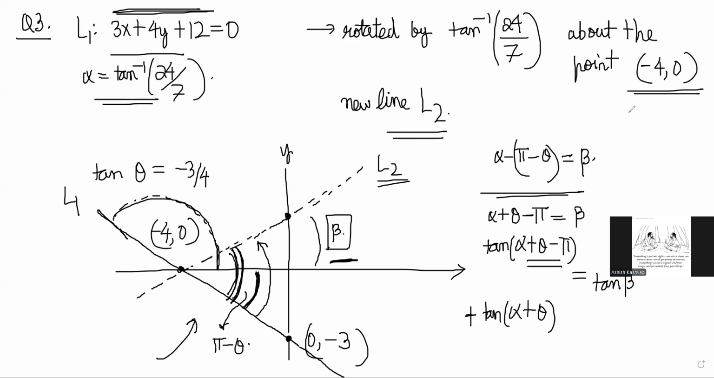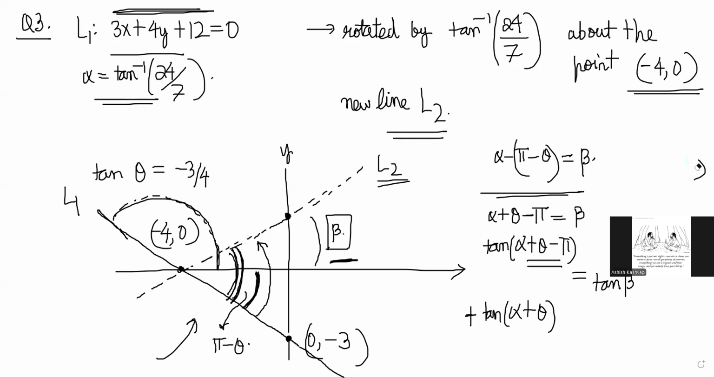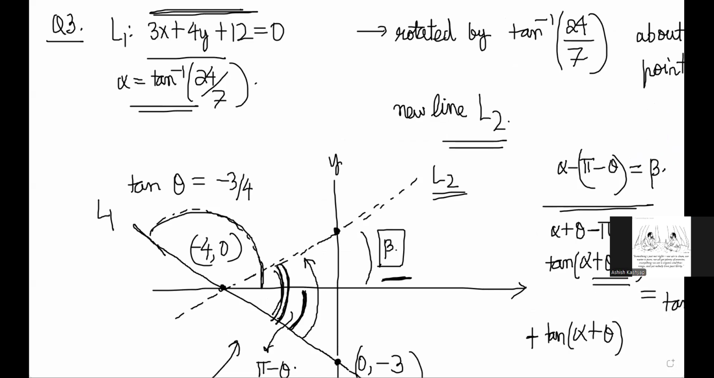What I'm saying is, it is like saying this, tan of theta minus pi. That is the same as negative of tan of pi minus theta, because tan is an odd function. Yes. And tan of pi minus theta is the same as minus tan theta. So minus minus becomes plus, right? Oh, yes, sir. So I am able to say that tan of alpha plus theta should be equal to tan beta, right? Right. So now it is obvious how to find that now, right?